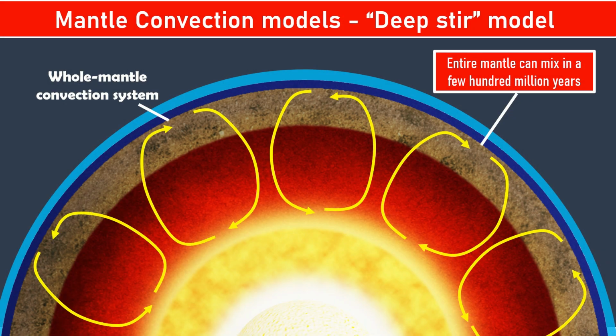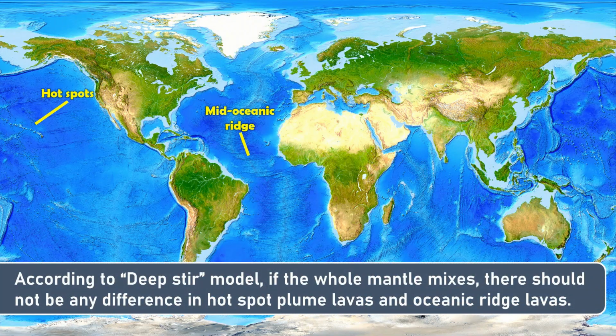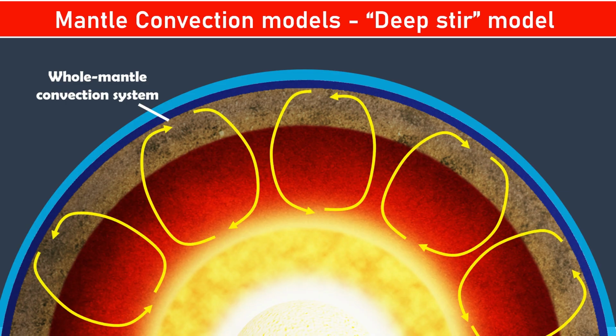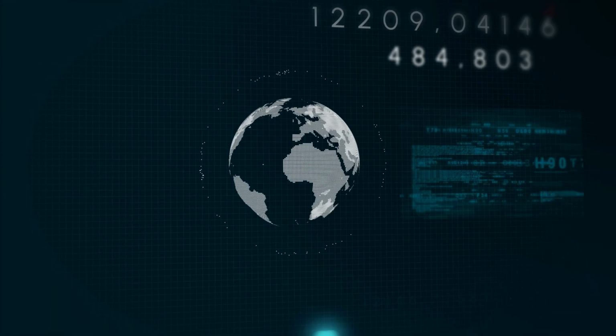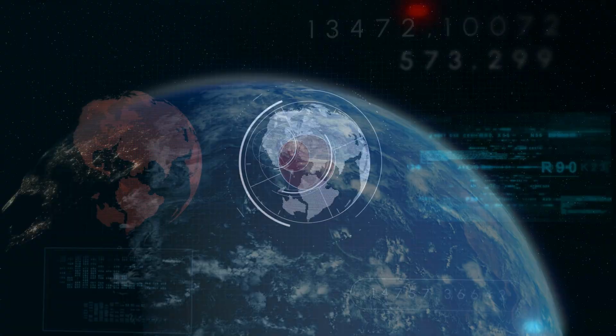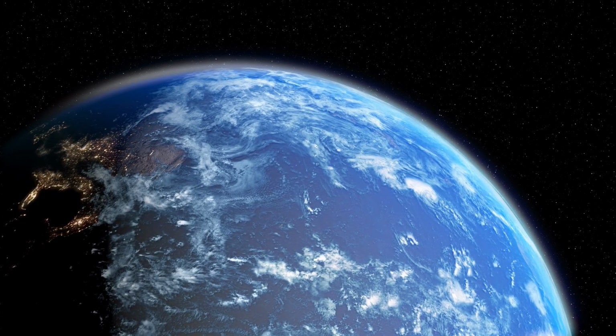But here's the problem. If the whole mantle mixes completely every few hundred million years, there should not be any chemical differences between hotspot plume lavas and oceanic ridge lavas. So, this model is also not perfect. Other than these two classic models, there are many recent models as well that aim to predict the mantle convection. But none can present the real picture of our really dynamic planet.